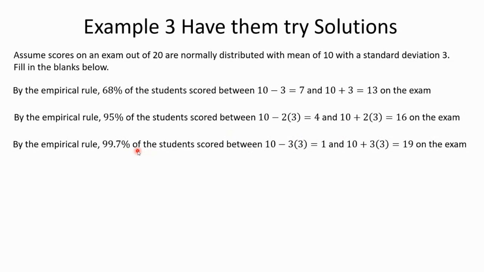99.7% of the data values is going to lie between the mean minus 3 times the standard deviation and the mean plus 3 times the standard deviation. So between 10 minus 3 times 3, which is 10 minus 9, which is 1, and 10 plus 3 times 3, which is 10 plus 9, which is 19, right? Between 1 and 19 do 99.7% of the exam scores lie.